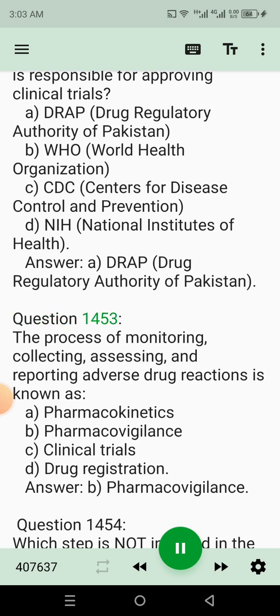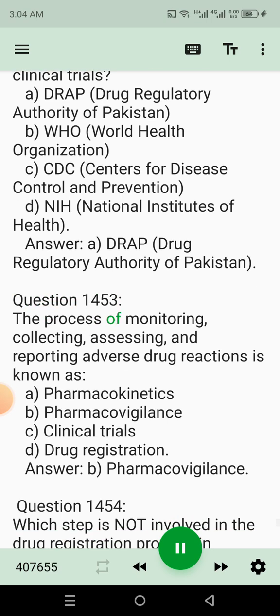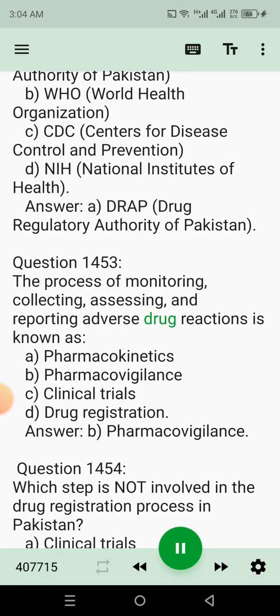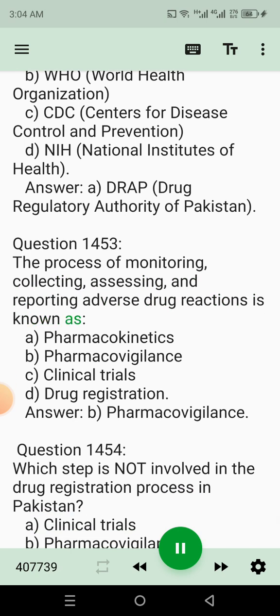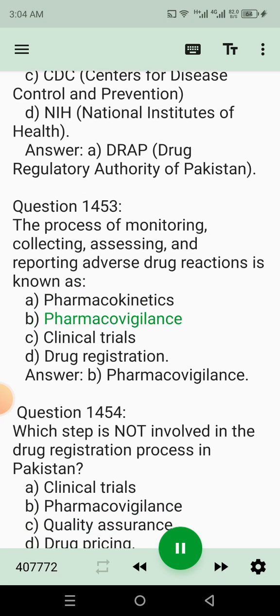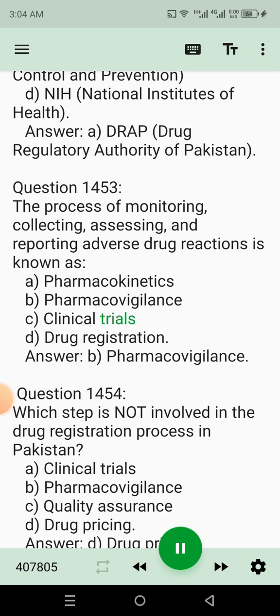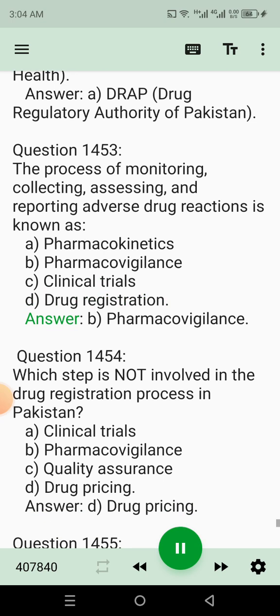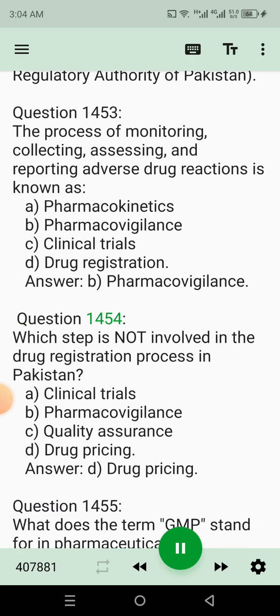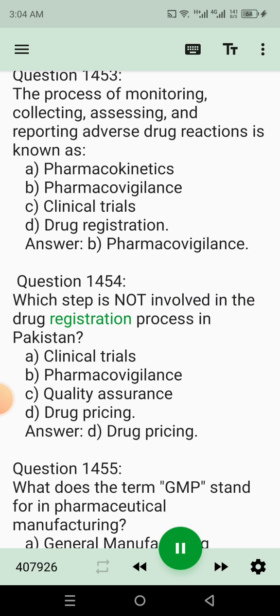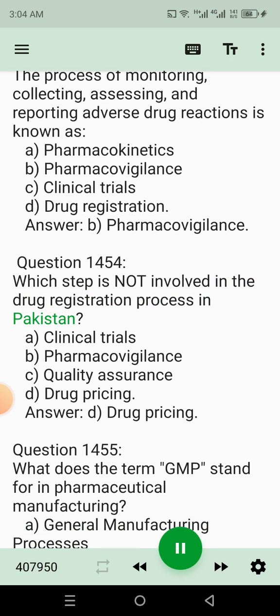Question 1453. The process of monitoring, collecting, assessing, and reporting adverse drug reactions is known as A. Pharmacokinetics. B. Pharmacovigilance. C. Clinical trials. D. Drug registration. Answer. B. Pharmacovigilance.